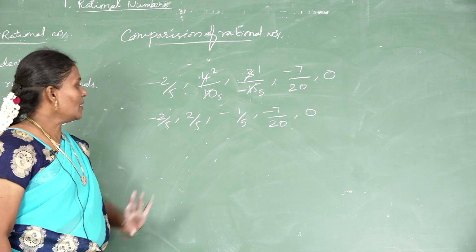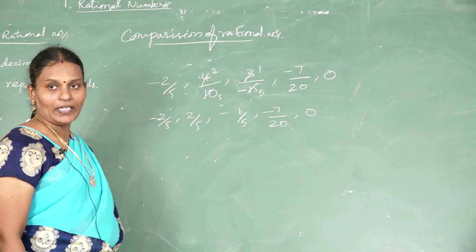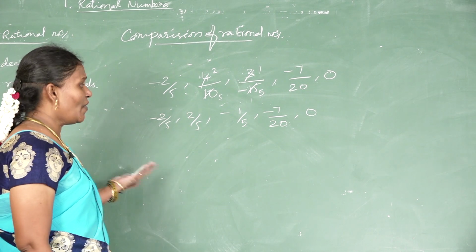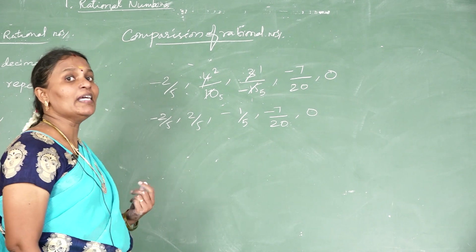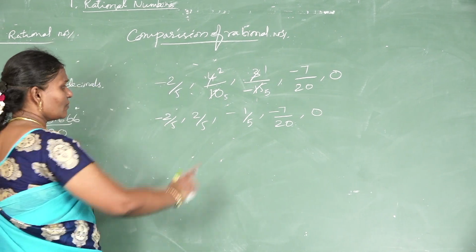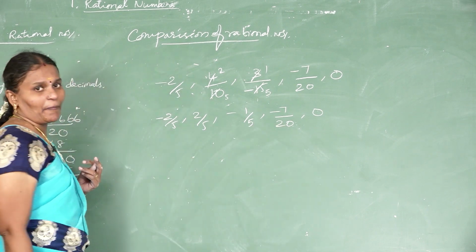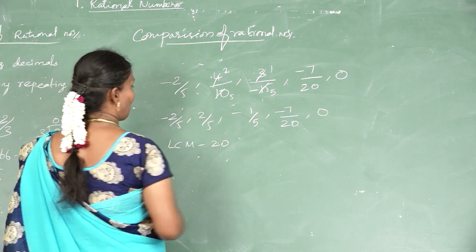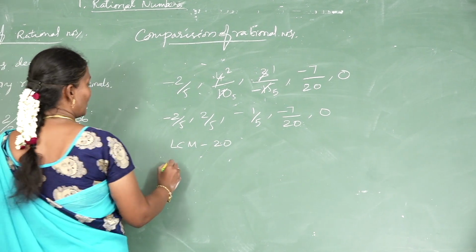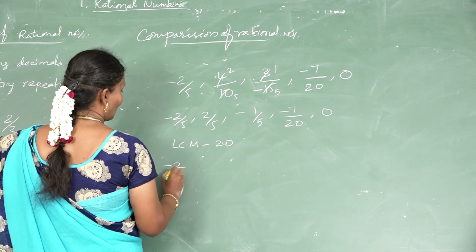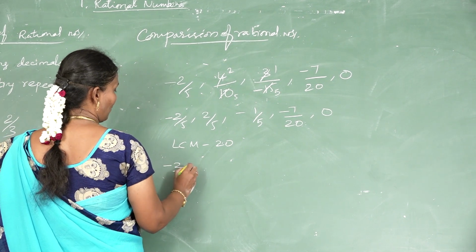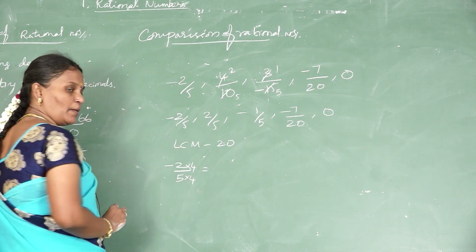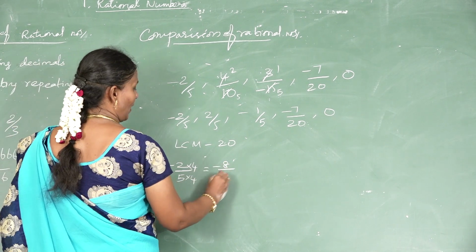Now see these numbers, arrange them in ascending order. See, the denominators are not the same. Here it is 5, 5, 5 but there 20 is in the denominator. So now you take the LCM. What is the LCM of 5 and 20? You already know that 20 is the LCM because 20 is a multiple of 5. So the LCM is 20. Now take minus 2 by 5. How many 5s are 20? 4. So multiply the numerator and denominator by 4. So minus 8 by 20.